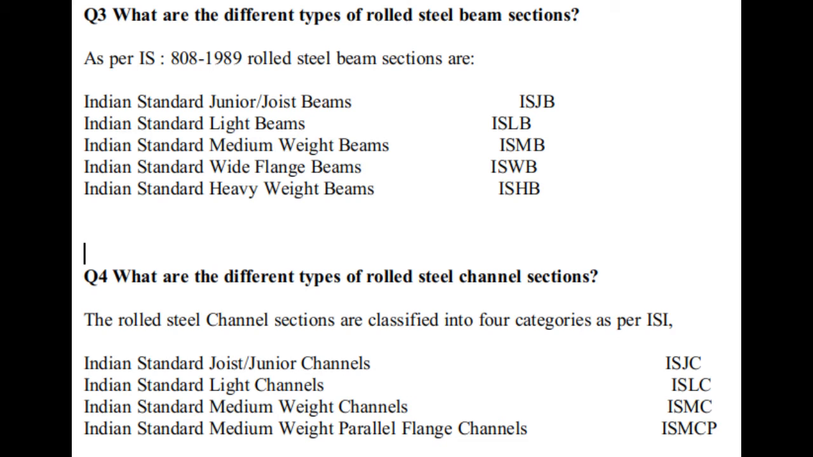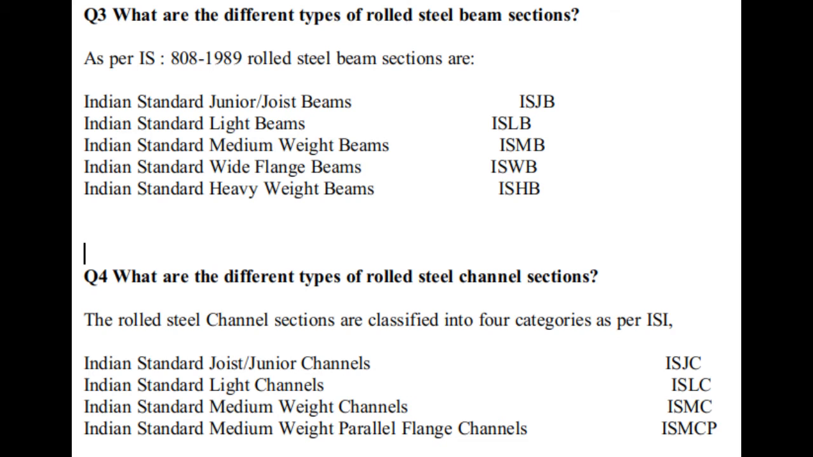What are the different types of rolled steel channel section? They are categorized as follows. Indian Standard Joist or Junior Channel is ISJC. C for Channel and J for Joist or Junior. Then ISLC stands for Indian Standard Light Channel. ISMC stands for Indian Standard Medium Weight Channel. And ISMCP stands for Indian Standard Medium Weight Parallel Flange Channels.